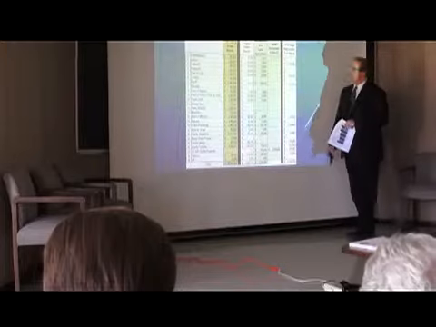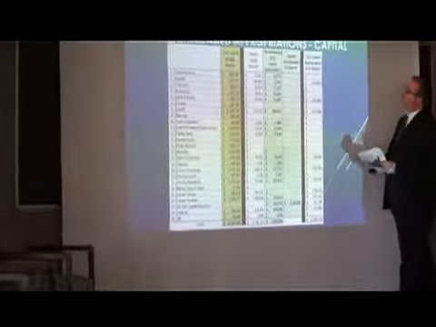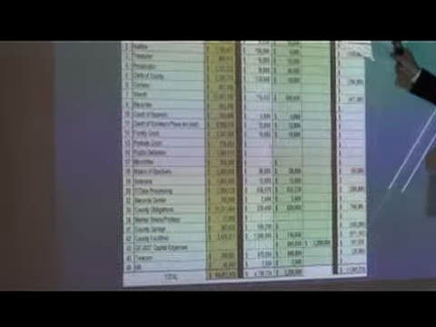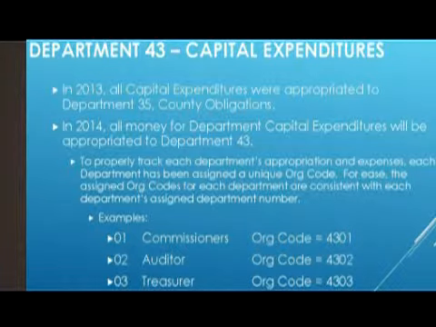Capital. We looked at capital on its own. We had $4.7 million in capital requests. This year's budget is funding $3.2 million worth of capital. And again, you can see those capital requests by department. Something new that you're going to see here in the column is capital appropriated to Department 43.